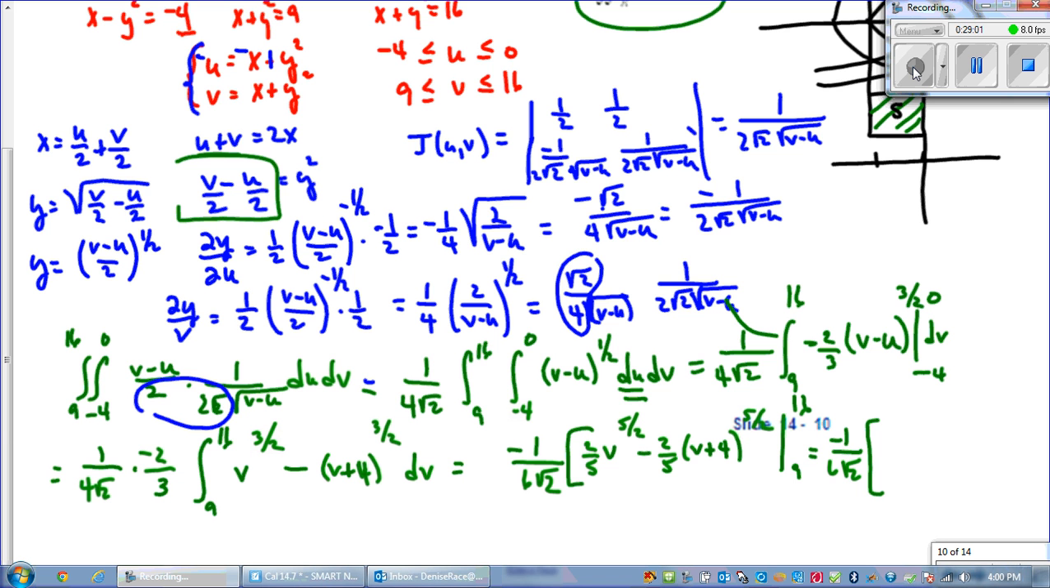So I'm going to go ahead and pull that 2/5 out of everything. So we're going to have 16 to the 5/2 minus 20 to the 5/2, and then minus, now this thing is multiplied by everything, 9 to the 5/2 minus 13 to the 5/2.